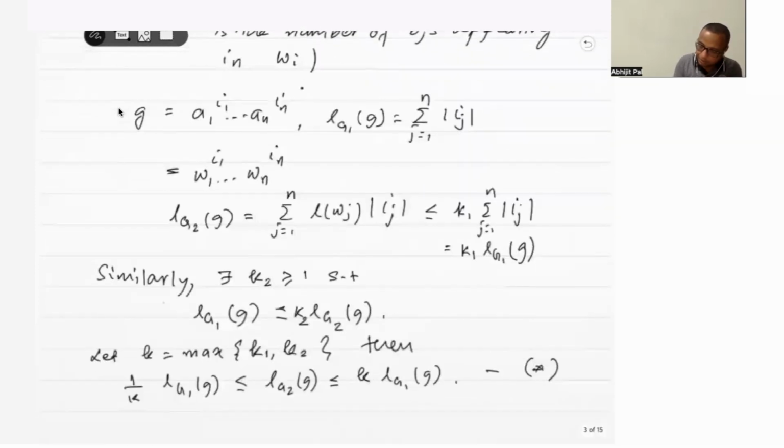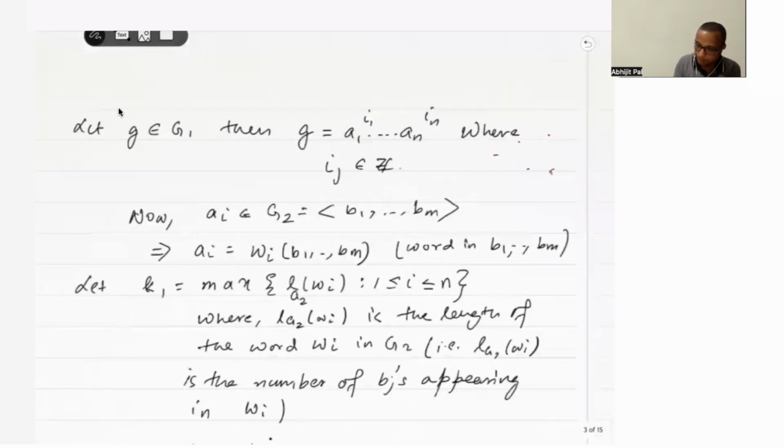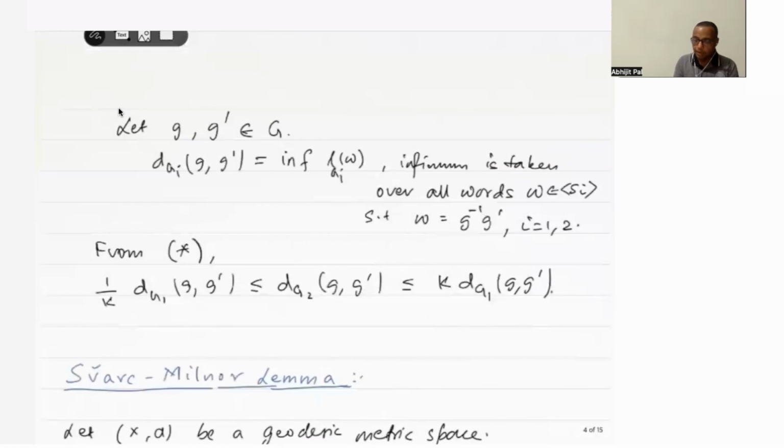Similarly, there exists k2 such that the length of g in G1 is less than or equal to k2 times the length of g in G2. And let us take this k to be the maximum of k1, k2. Then 1 by k times the length of g in G1 is less than or equal to the length of g in G2, which is less than or equal to k times the length of g in G1. Okay.